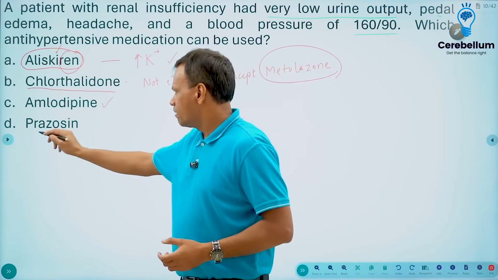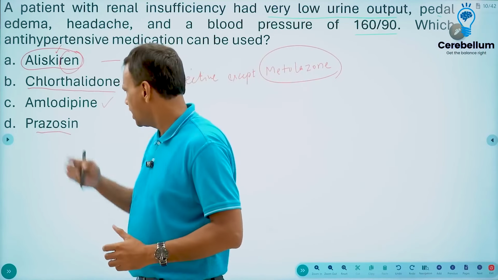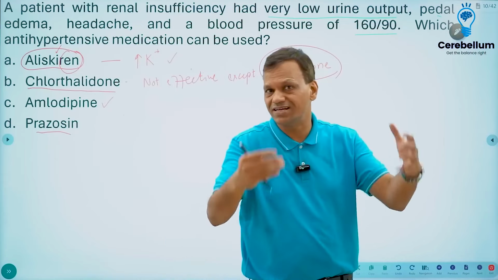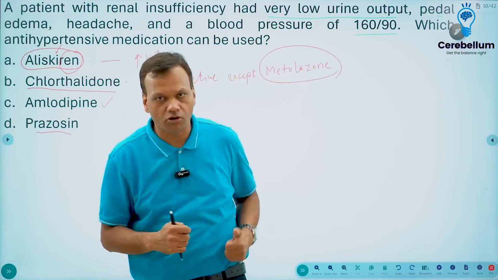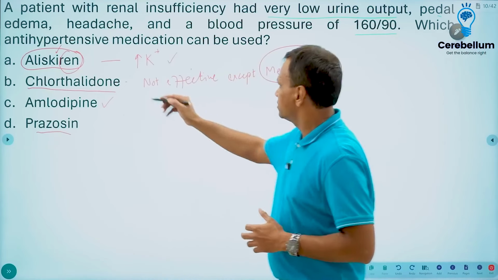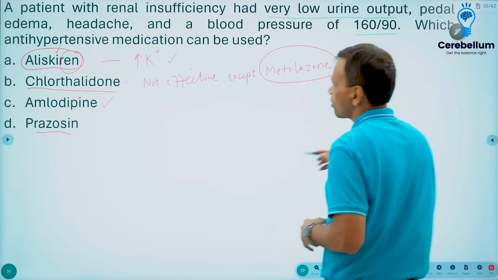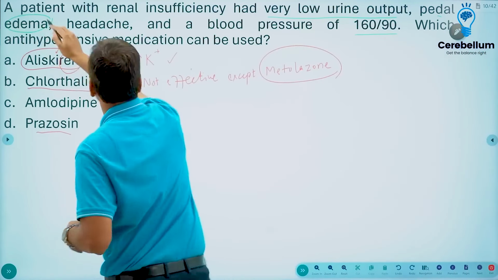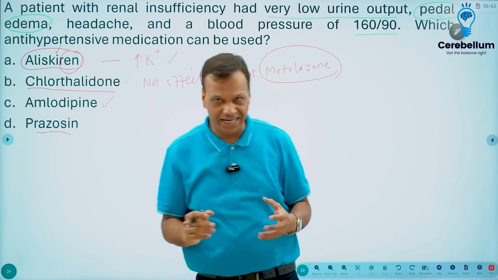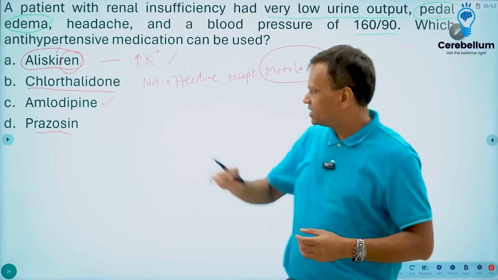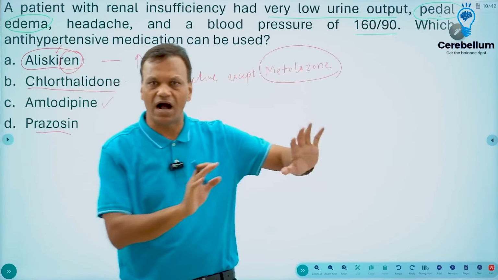It is safe also. Prazosin normally causes postural hypotension, and it is not a first line drug for hypertension, and the risk of postural hypotension further increases in severe renal failure. So the answer according to me is amlodipine. But what is the controversy here? The controversy is that several institutes are saying that amlodipine causes pedal edema, so we cannot use amlodipine. I agree, amlodipine causes pedal edema, but this pedal edema is not harmful. It is not a contraindication of using amlodipine. It is a harmless side effect.